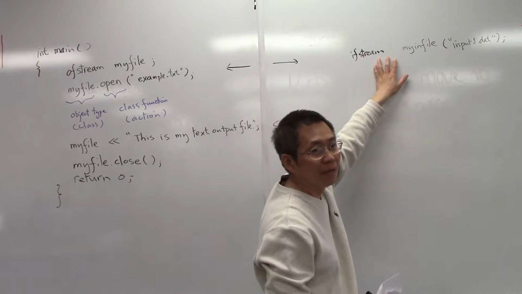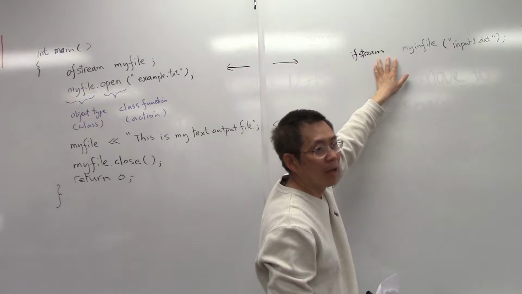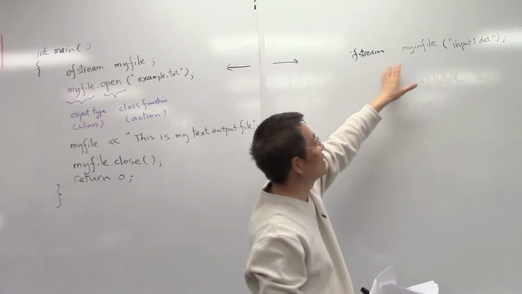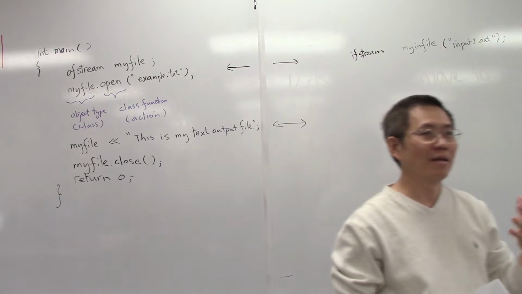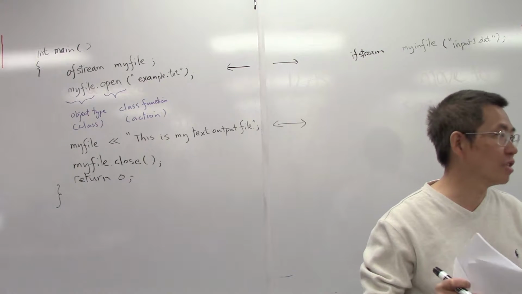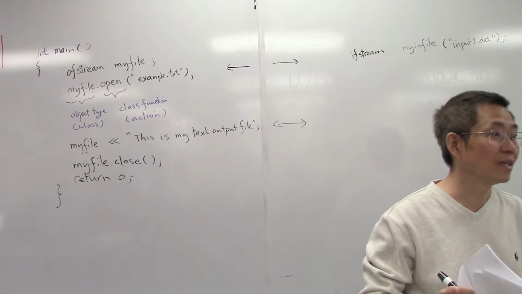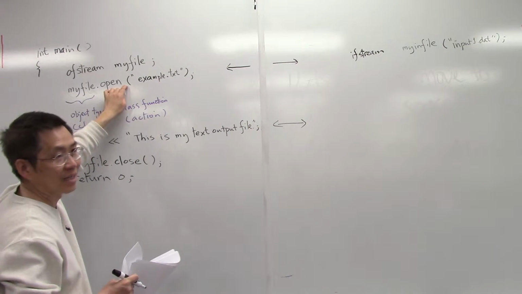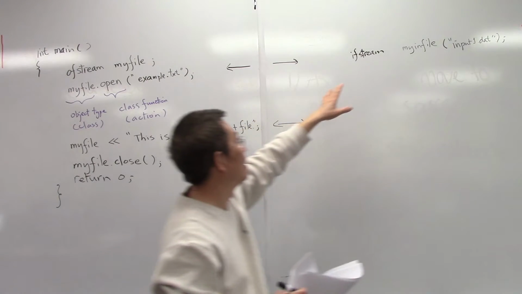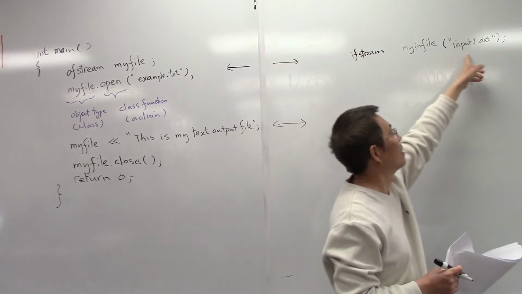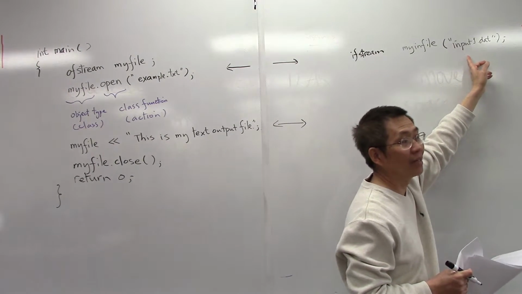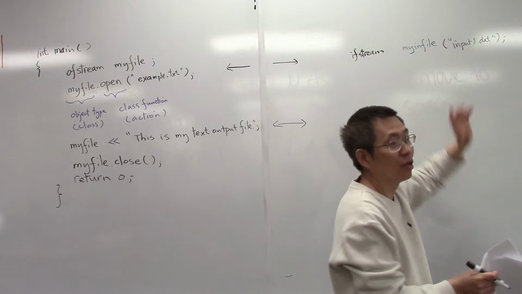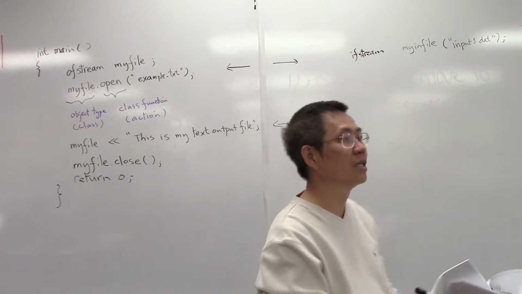For an input file, the syntax is a little bit different. Why? Because if it's an input file, the default assumption is that it already exists. So you don't need to use an action like that. You just declare, I'm going to use that file that exists in the current directory as my input file. So you don't need an explicit opening statement.